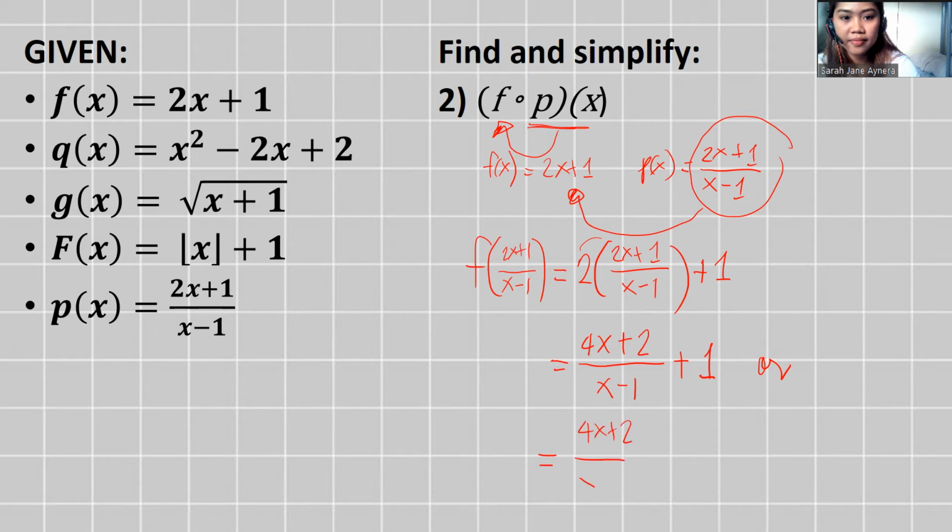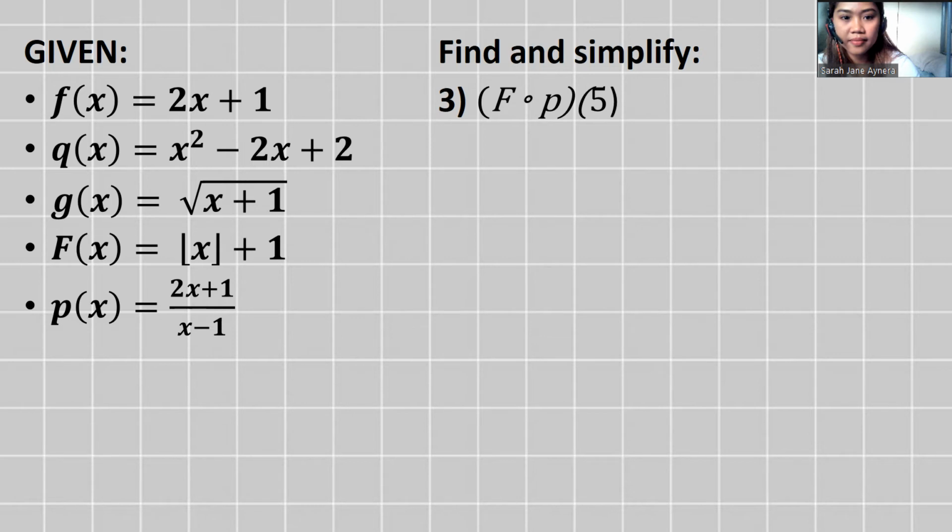4x plus 2 over x minus 1, plus the 1. The number becomes 1 when the numerator and the denominator are the same, so x minus 1 over x minus 1 is just equal to 1. We only copied the denominator here to make it a similar function. So, copy x minus 1. Perform the operation. 4x plus x is 5x. 2 minus 1 is 1. So, the final answer is 5x plus 1 over x minus 1.